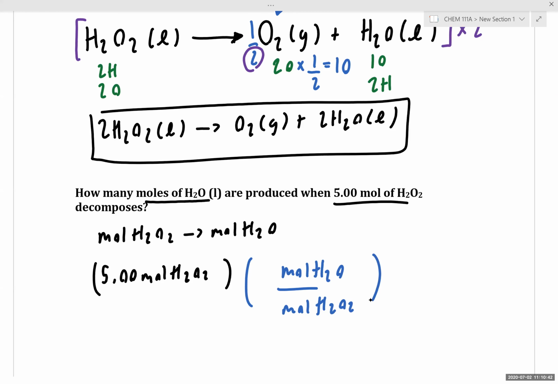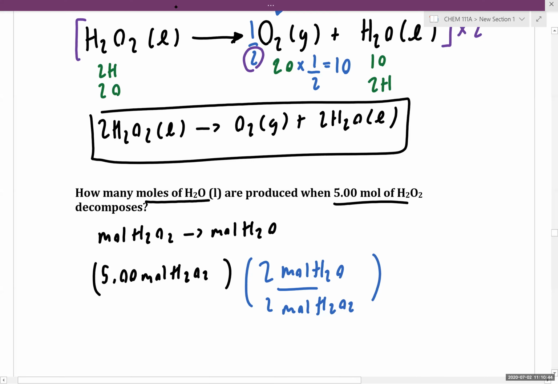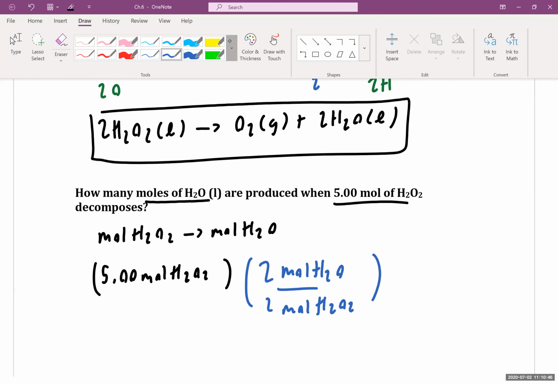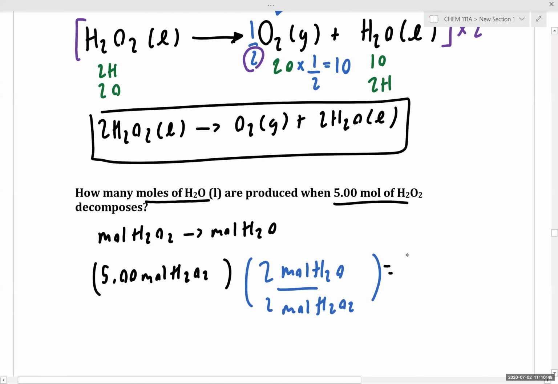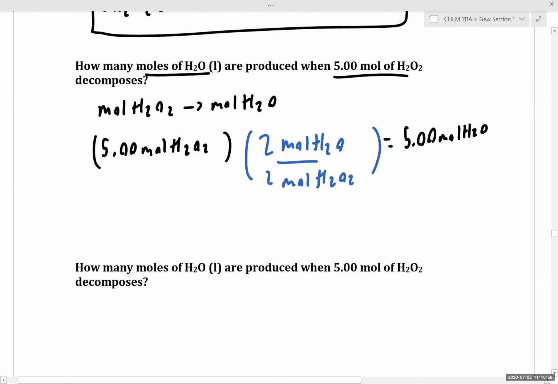Two to 2, yep. And that in turn gives us 5.00 moles of water. Okay, so let's do another example.